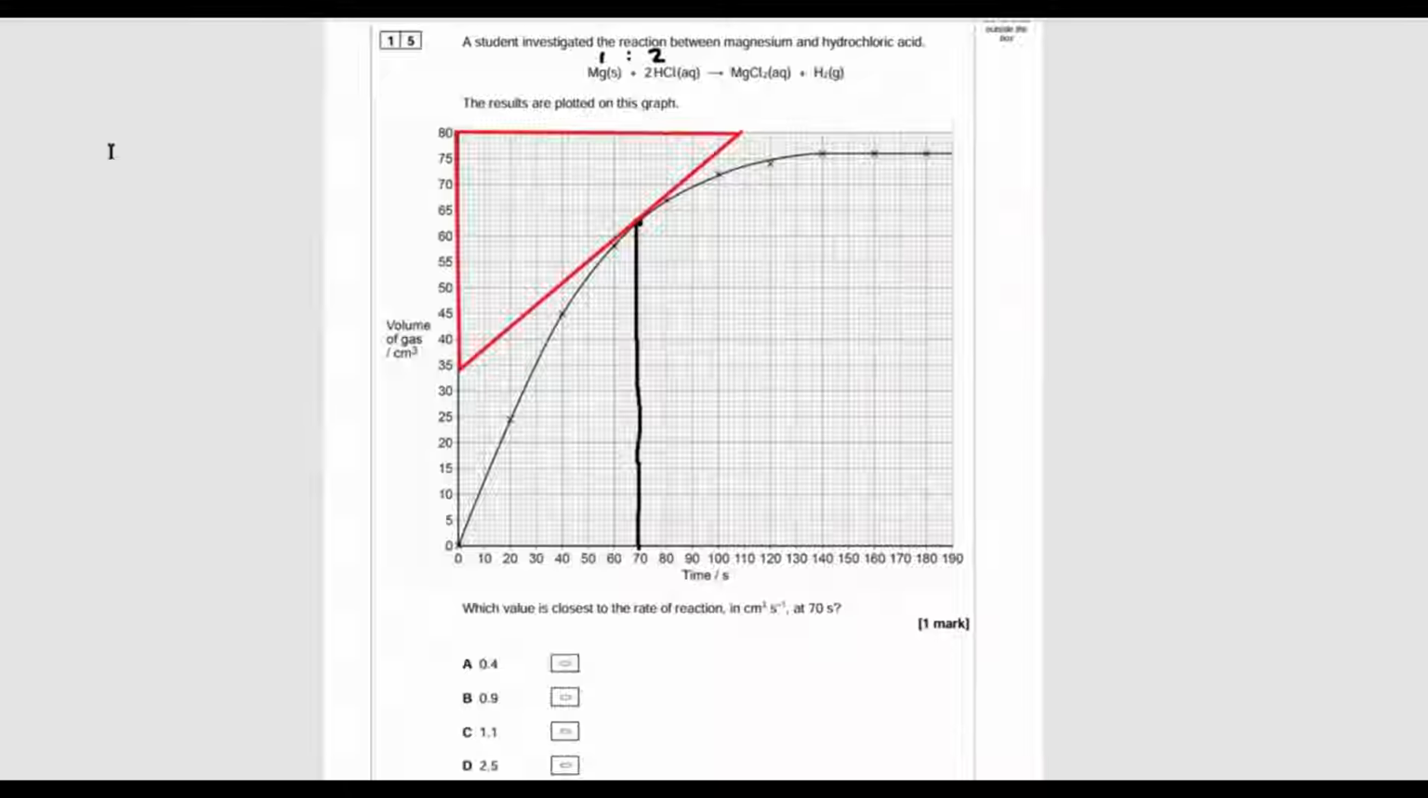Okay, and now what we want to do is work out the change in y and divide that by the change in x, just like you would for a gradient. And that's going to give me roughly close to one of these answers. Let's see, what's that, 34? I think y is 34 to 80, my change. So changing y over changing x.